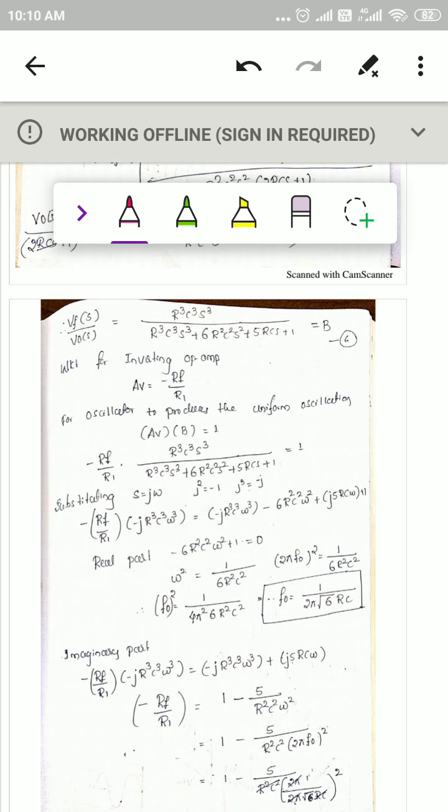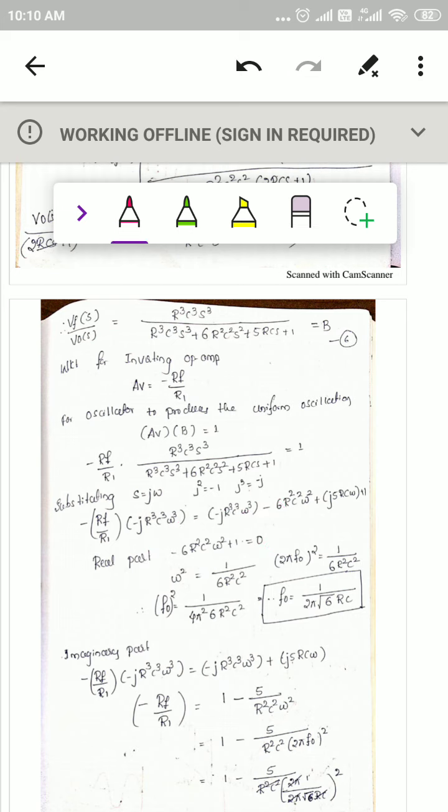What is the real part? It is 6 R square C square plus 1 is equal to 0. So only the real part you just take. This is your real part. So 6 into R square C square omega square plus 1 is equal to 0. That's the real part. Okay, so simplify it for omega.